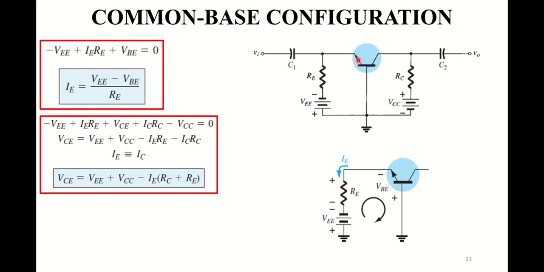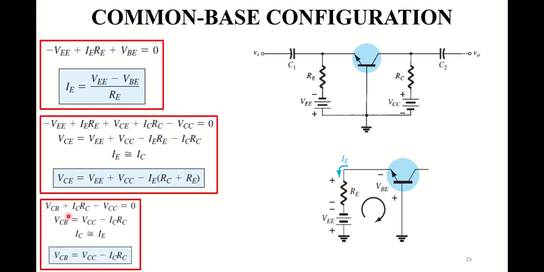Now let us try to derive the third and final equation for this common base configuration by applying KVL on the outer loop. That is, VCB plus ICRC minus VCC is equal to 0. As you can see, this equation has only three terms because the outer loop has only three quantities, including VCC, RC, and VCB. All you need to do from here on is to apply KVL on three different loops as discussed on this slide for your coming examples.